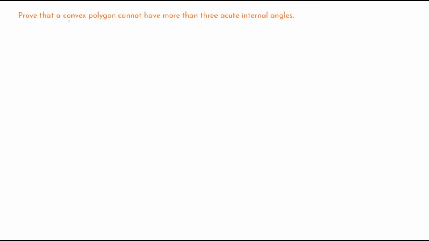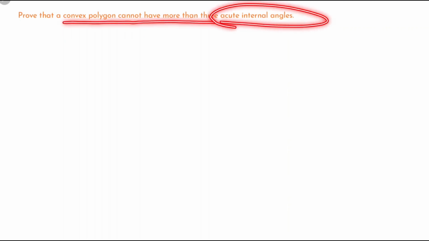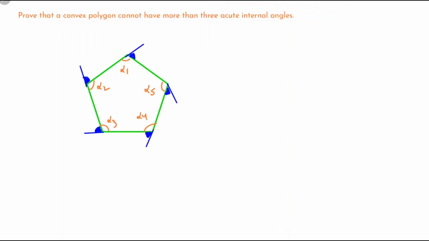Let us prove that a convex polygon cannot have more than 3 acute interior angles. So let us take a 5-sided polygon, which is a pentagon, whose sum of the interior angles is equal to 540 degrees. So that means alpha 1 plus alpha 2 plus alpha 3 plus alpha 4 and alpha 5 has to be equal to 540 degrees.